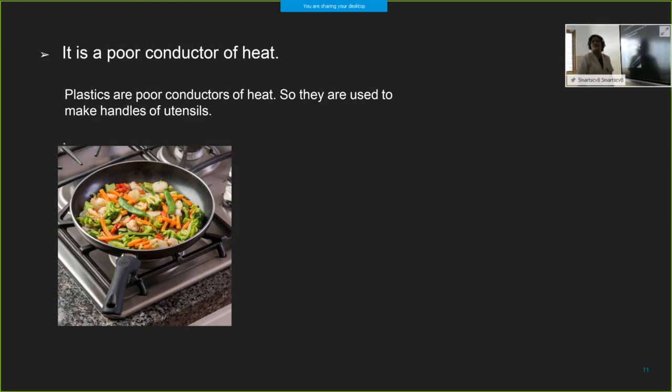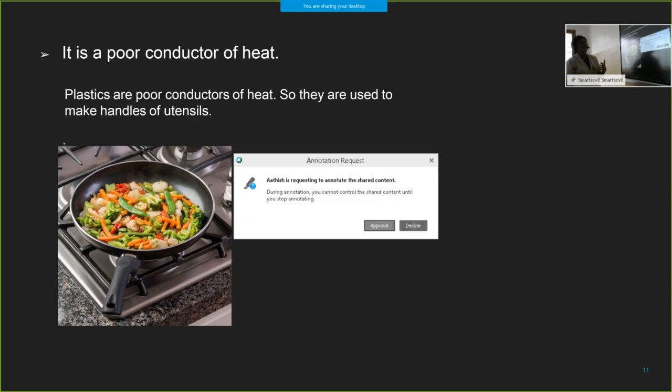Okay, so plastic is a poor conductor of heat.